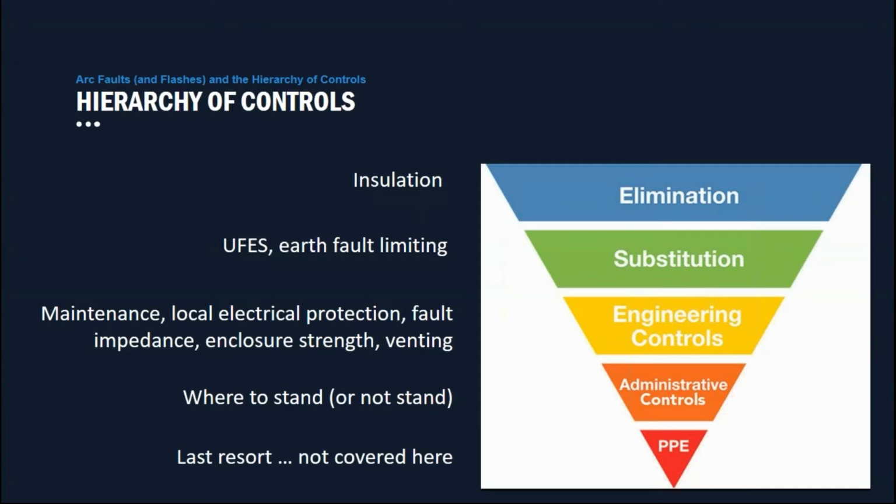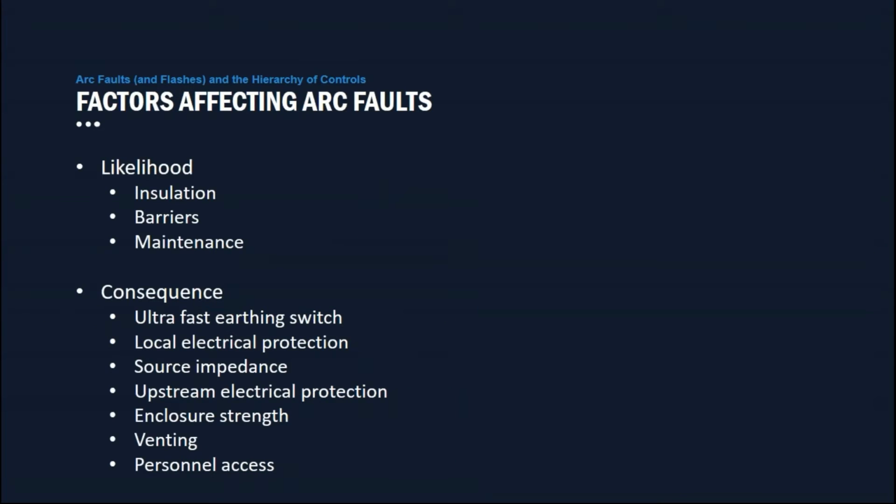We should really be focused on the upper levels of the hierarchy of controls, and I'd like to talk a little bit more about those options there. So factors affecting arc faults: the likelihood of an arc fault is, I think, governed to some extent by the insulation that we have, barriers we can put in place between phases, and the maintenance regime. Whereas the consequence is managed by, as we said, the ultrafast earthing switch, source impedance, electrical protection, enclosure strength, personal access.